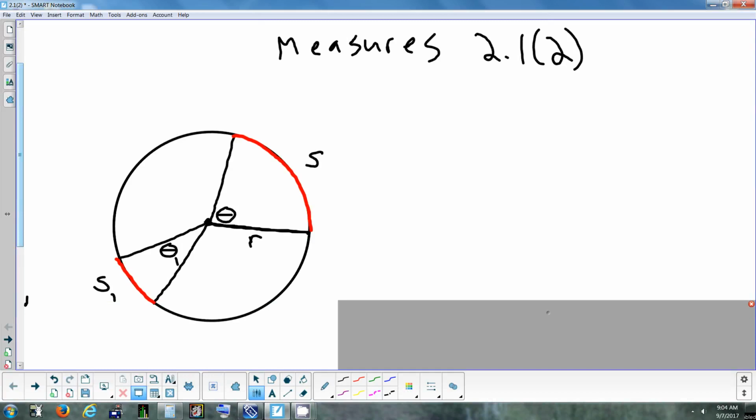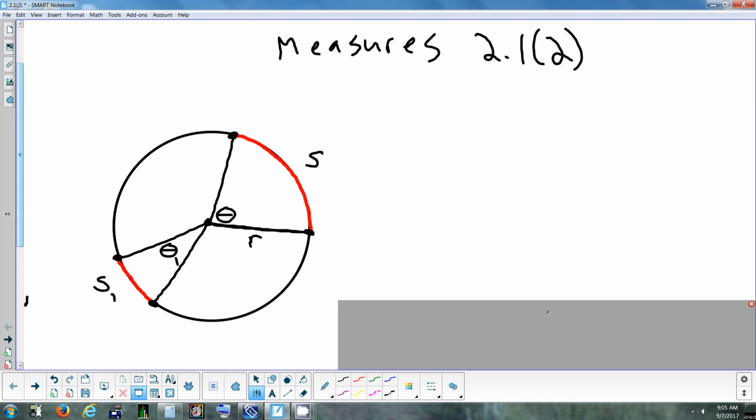And corresponding to those two angles are two arcs. If you trace the rays of angle theta, they hit the edge of the circle right here and right there. And between those two points, I've drawn in that red line. That's an arc. And then I did the same thing for theta 1. If you trace the rays, it hits the edge of the circle there and there. And then between the two points I just drew, I drew in another arc, and I called it S1. So S is the arc that goes with angle theta. S1 is the arc that goes with theta 1.